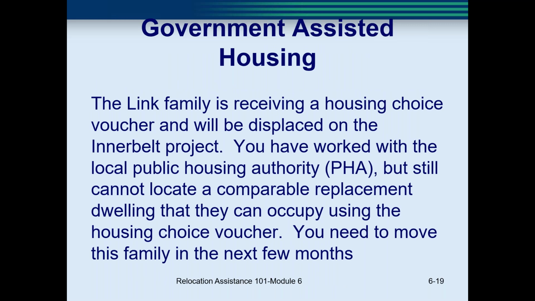So the Link family is receiving a housing choice voucher and will be displaced on the Innerbelt project. You have worked with a local public housing authority, but still cannot locate a comparable replacement dwelling that they can occupy using the housing choice voucher. You need to move this family in the next few months. Now, the problem with the housing choice voucher is often there's a long waiting list. So if you have a situation where someone has a housing choice voucher, you usually have this problem. So what is the suggested answer?